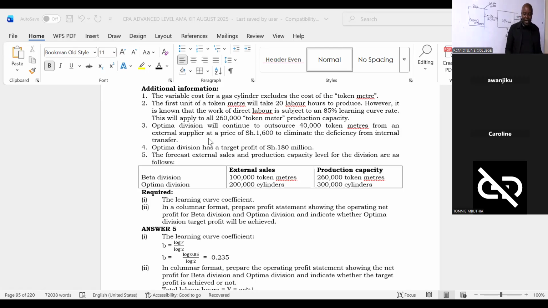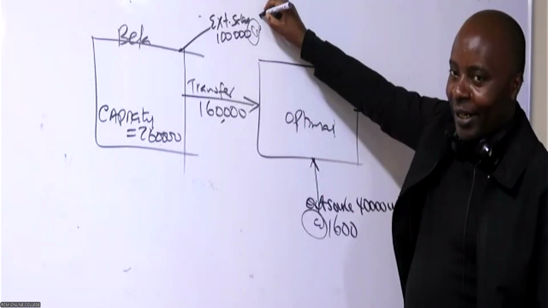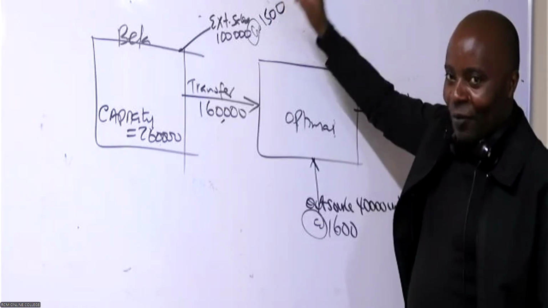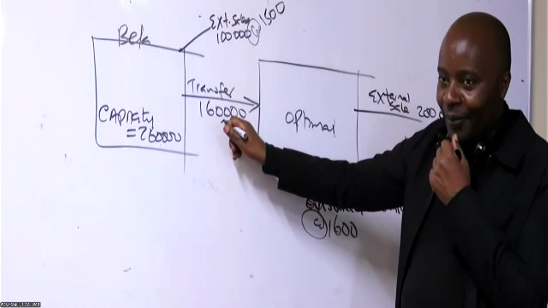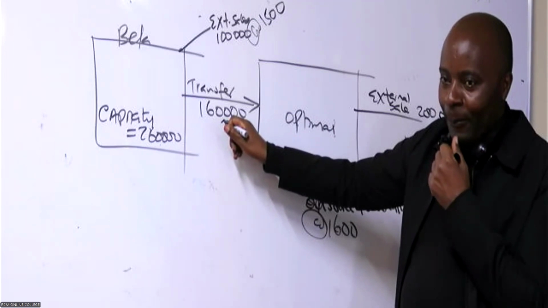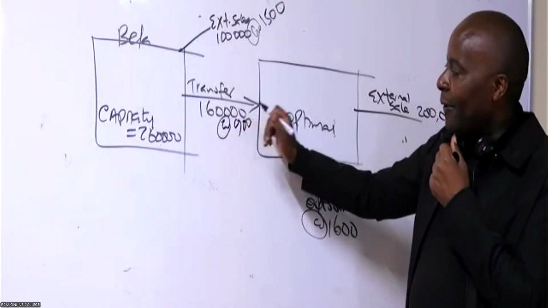So let's try posting this into the P&L. So Beta, external sales is how much? How much are we selling to the external market? 1,500. And then internally, how much are we getting? 900, isn't it?